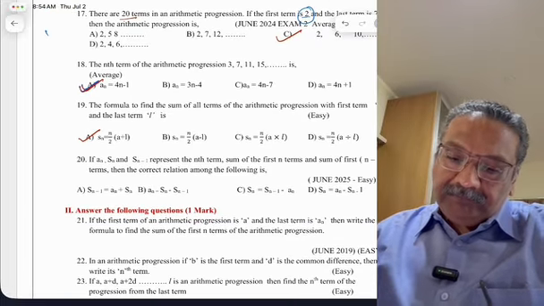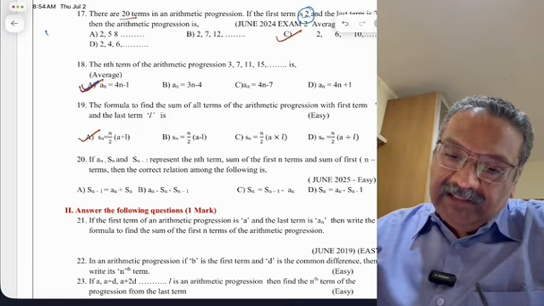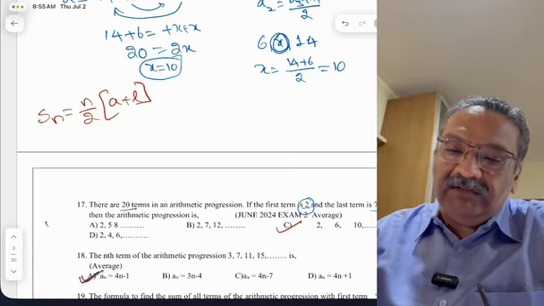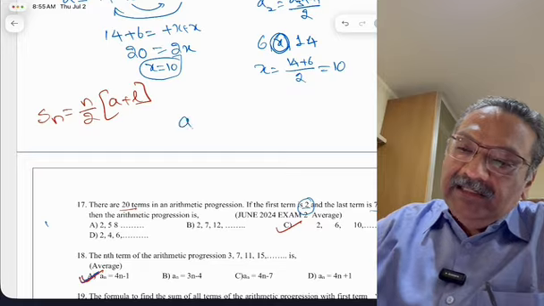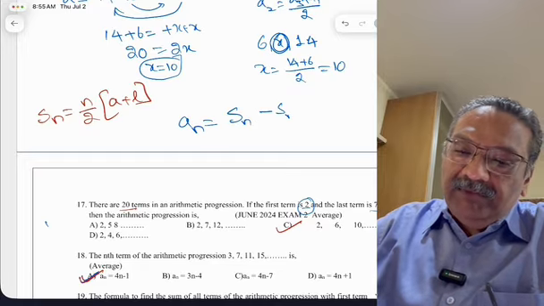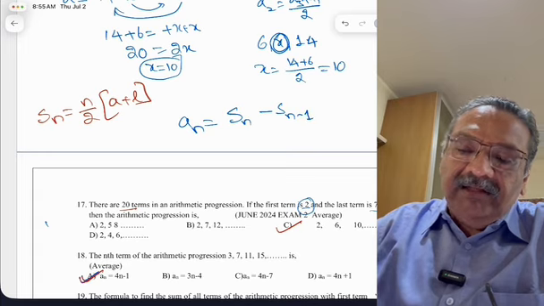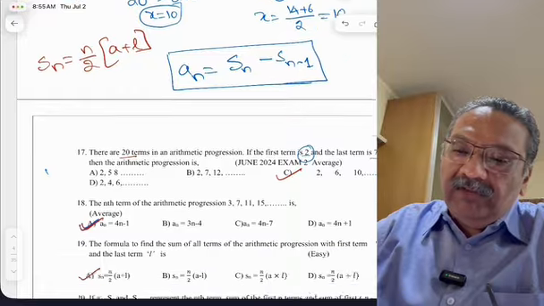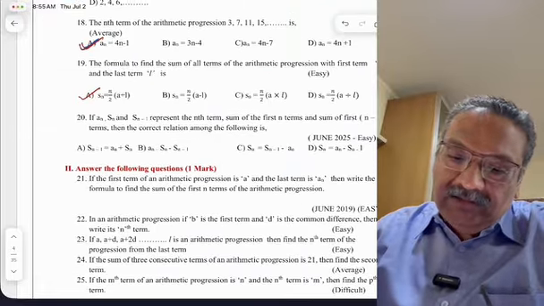20th question. If An, Sn and Sn minus 1 represent the nth term, sum of first n terms and sum of first n minus 1 terms, then the correct relation. We know the formula An is equal to sum of n terms minus sum of n minus 1 terms. This is another formula which we have learnt. So they have asked for this.